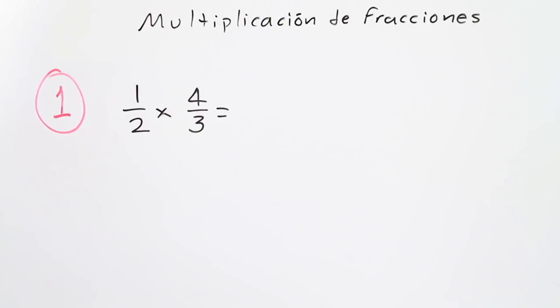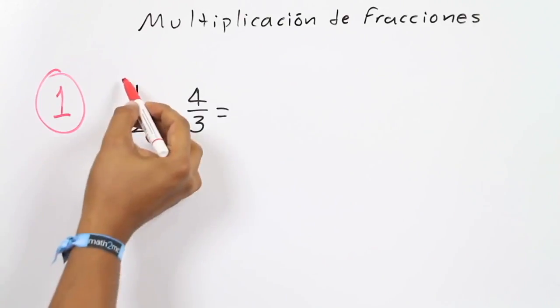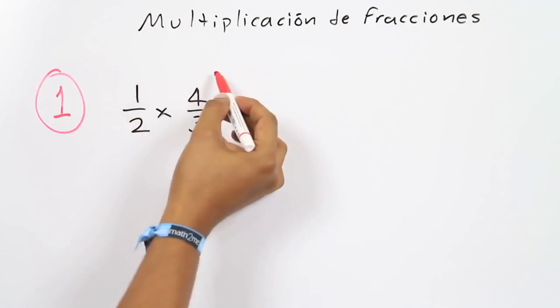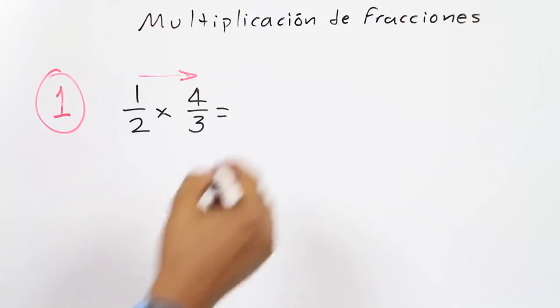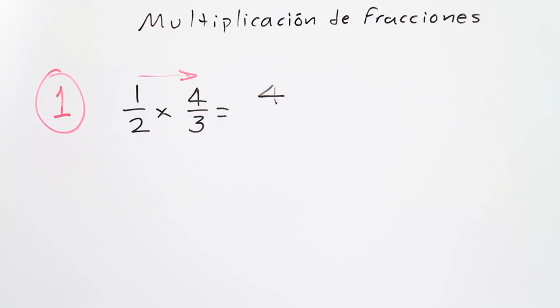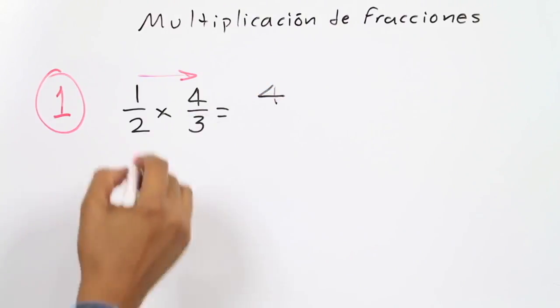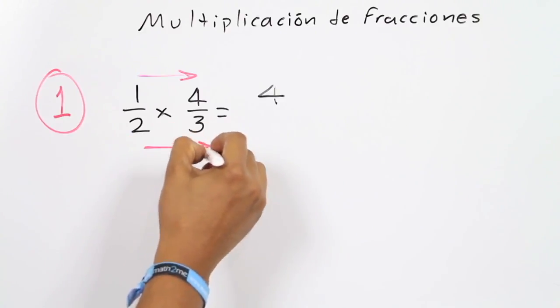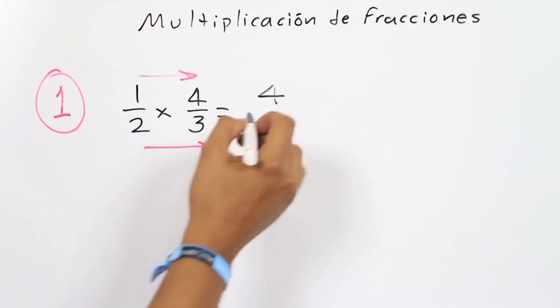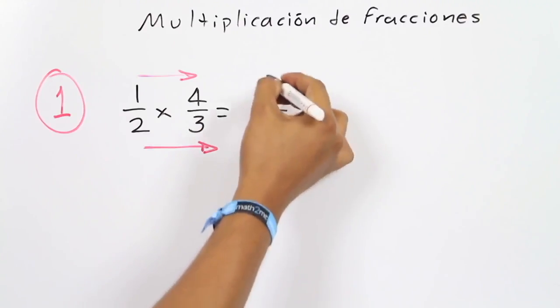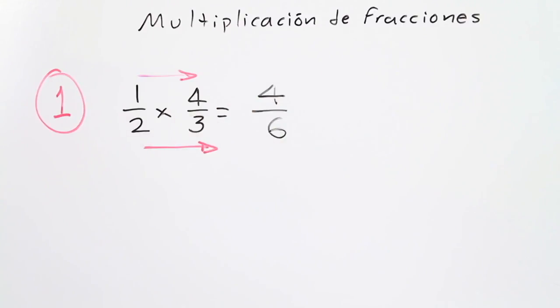The procedure to multiply fractions is very simple to remember. You just have to multiply all the top numbers. In this case, 1 times 4 is equal to 4. Then you have to divide it by the multiplication of all the bottom numbers. In this case, 2 times 3 is equal to 6. So the answer is 4 over 6.